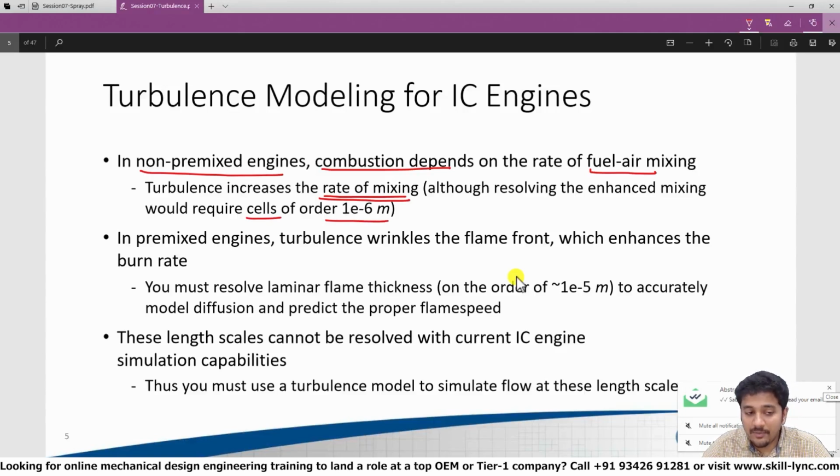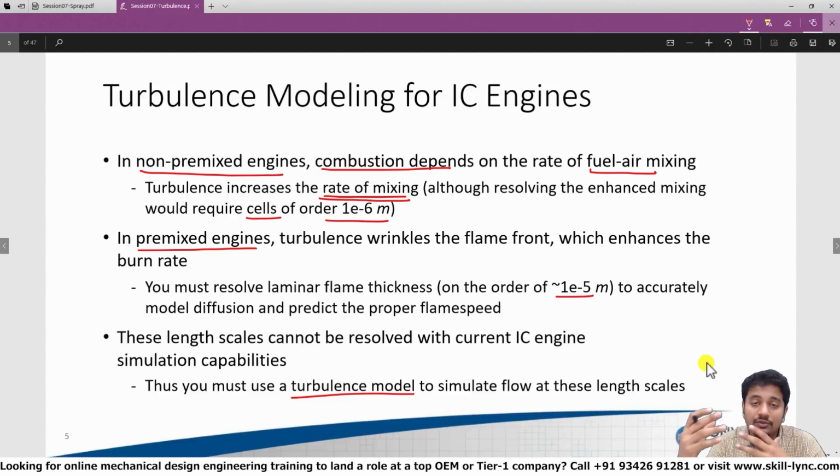Now, if you take a look at premixed engines, like I said, turbulence wrinkles the flame front and it also stretches the flame surface area. You still need cells of the size of 10 microns to accurately capture this behavior. Now, obviously, running a computational simulation with these types of measures is prohibitive at this stage. If you run a simulation with this type of mesh, it's going to be accurate, but it's going to take forever to run. And because of this, you need to use a turbulence model so that you capture the effects of turbulence and you can get away with using a larger grid.